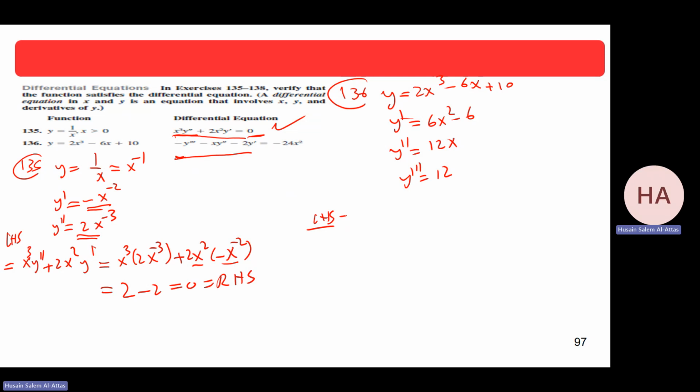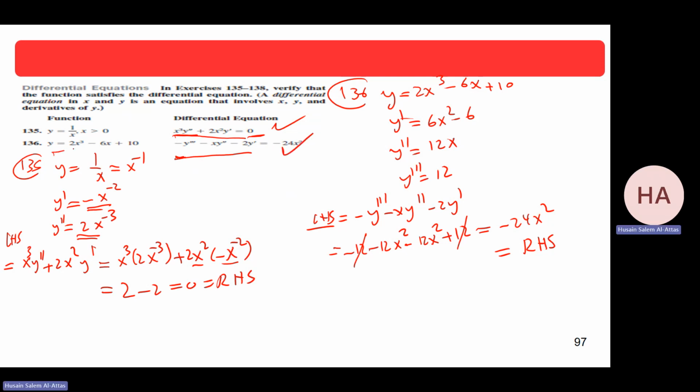Check the left-hand side. Same idea. Equal minus y triple prime minus xy double prime minus 2y prime. That will be equal to what? Minus 12, minus 12x squared, minus 2y prime, minus 12x squared plus 12 minus 2 plus 12. That should be equal to what? This is cancelled, which is minus 24x squared, which is the right-hand side. That's it. So this is correct for this function.